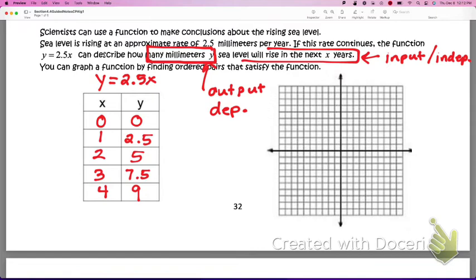So now when we go graph it, plot those ordered pairs. So 0, 0.